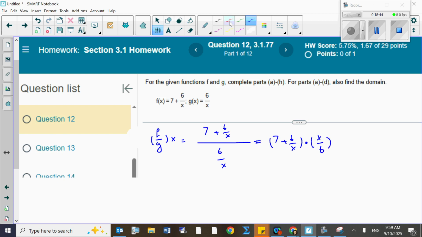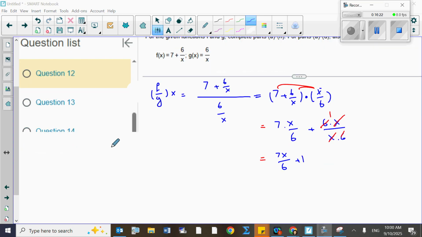Now it's time to distribute them. So this will be 7 times x over 6 plus 6 times x over x times 6. So multiply top by top, bottom by bottom. And as you see, these two cancel each other. These two also will cancel each other, 6 and 6. So what is left here is 1. It's not nothing, it's 1. And the first term will be 7x over 6 plus 1.